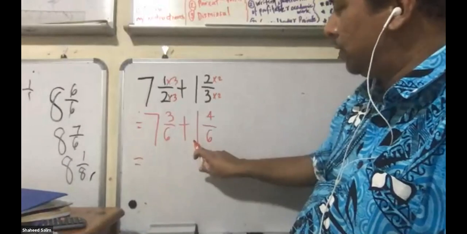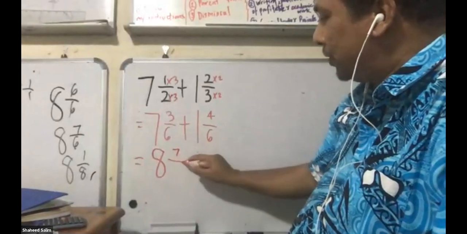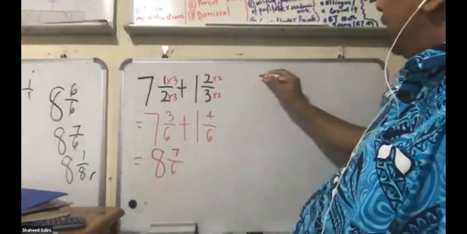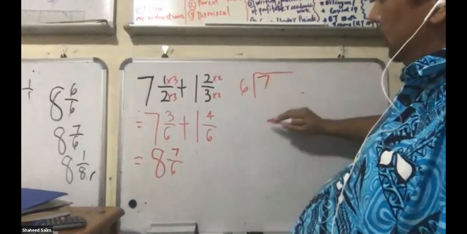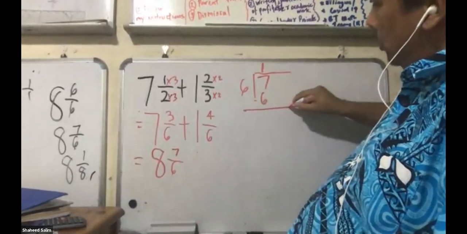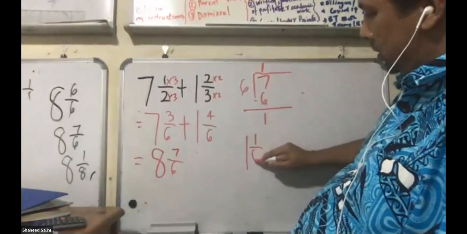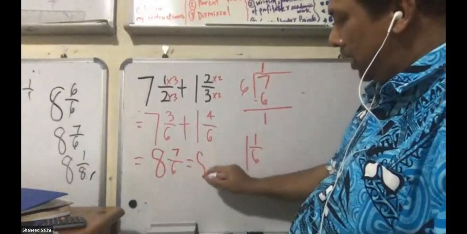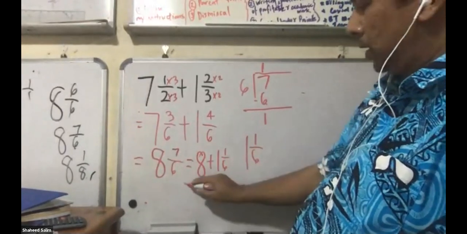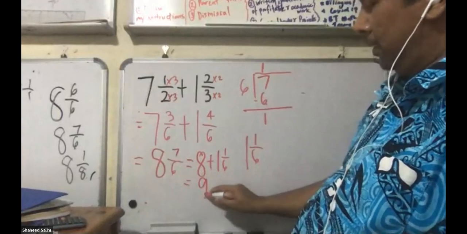So whole number plus whole number, 7 plus 1, 8. So 8 is correct. But 3 plus 4 is 7 out of 6, which is bigger. You remember this is 7 divided by 6. 7 cannot divide by 6, but 6 can divide by 6 and get 1 whole. 7 minus 6 is 1, so this is 1 whole, 1 remainder over 6. So I write it like that: 8 plus 1 is 9, 1 over 6.